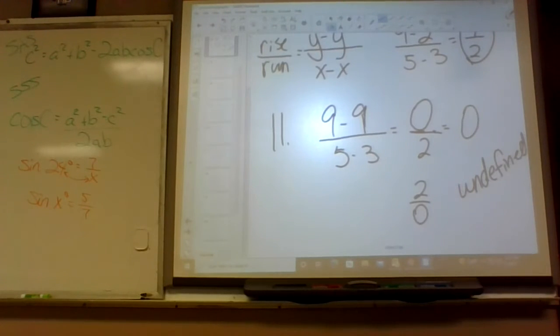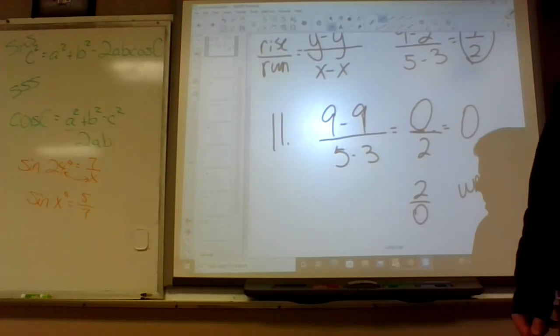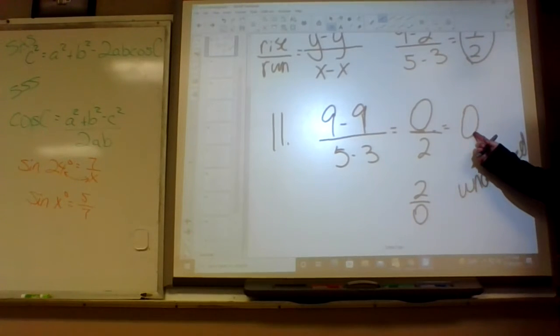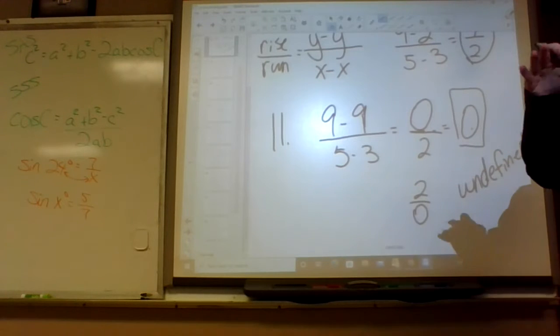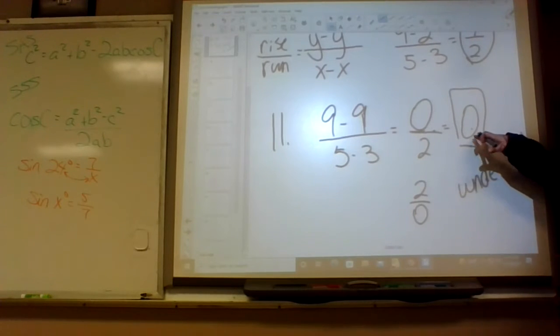What about 11? It's 11. Zero is not undefined. 0 is an actual slope. I was just saying, what if it was switched around? 0 means this is a horizontal line. That's an answer. Okay.